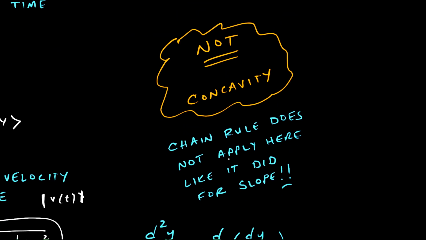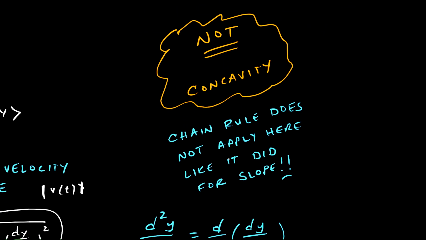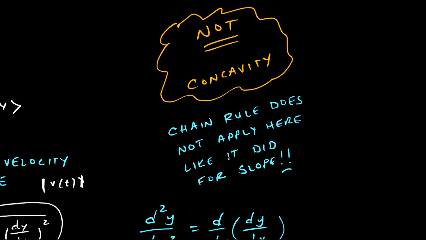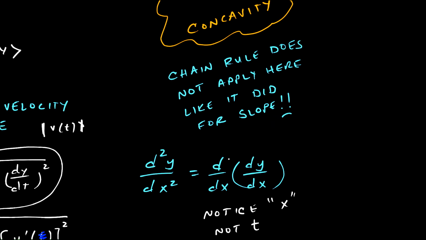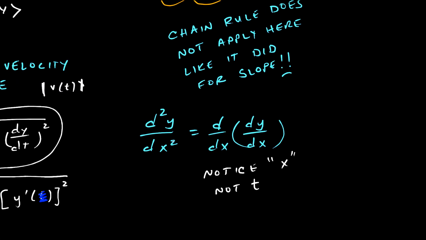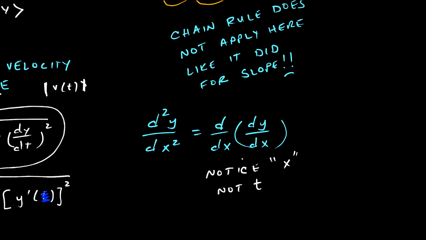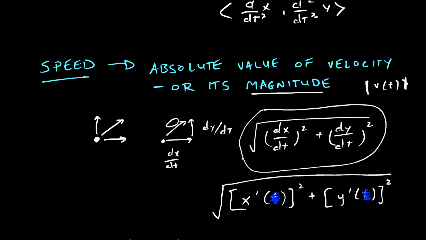Over here with acceleration, acceleration is not concavity. It may seem like it is because you took a second derivative, but don't confuse that. Also, the chain rule does not apply here the same way as it did for slope. If you are going to find concavity, you need to look at the second derivative of y with respect to x. In other words, we need to take d/dx of our dy/dx, and this could be in terms of t. Other than that, all of these steps will be the same.